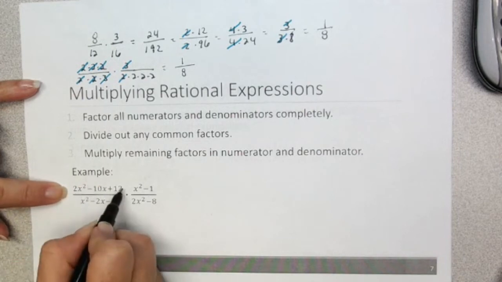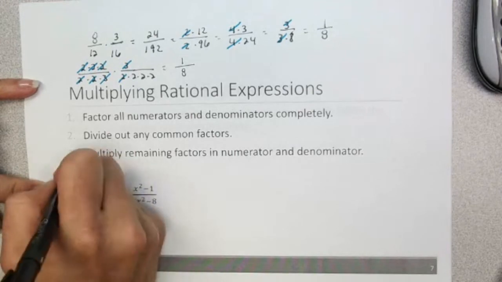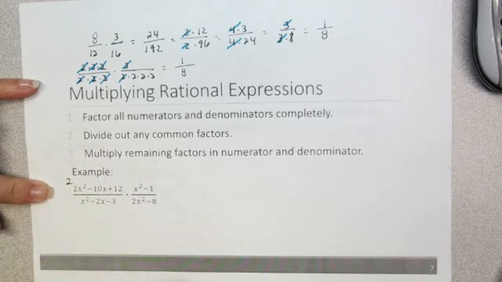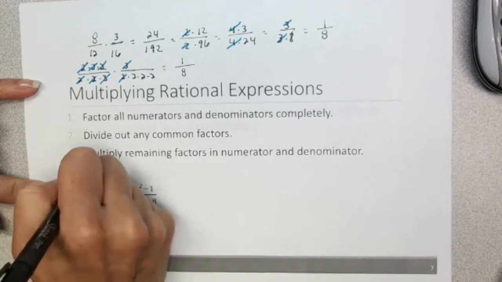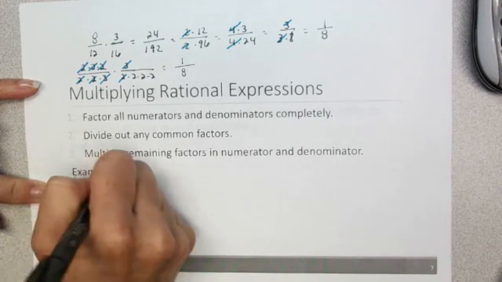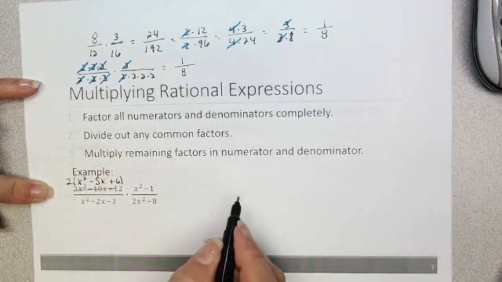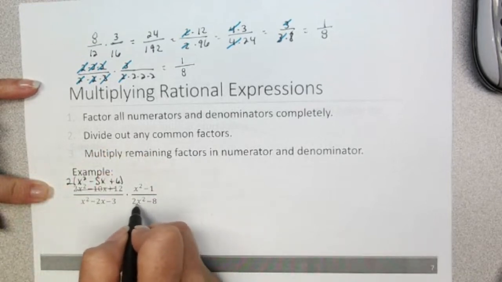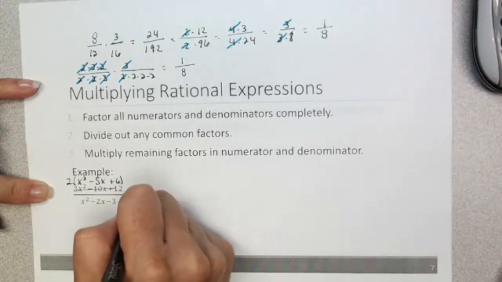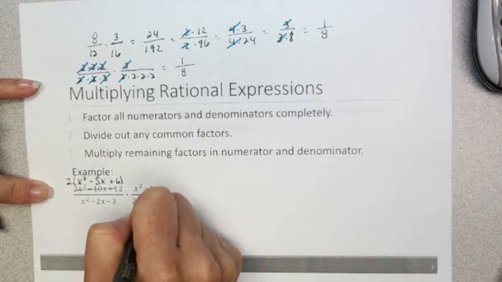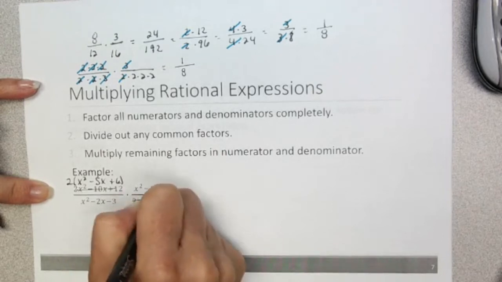I noticed that when I look at the numerator of that first rational expression, there's a greatest common factor. Let me pull that out first. A 2 is the greatest common factor between all those terms. So let me pull that 2 out, and I'm left with x squared minus 5x plus 6. I can also pull a 2 out down here in the denominator of that second rational expression. So let me do that. When I pull that 2 out, I'm left with x squared minus 4.